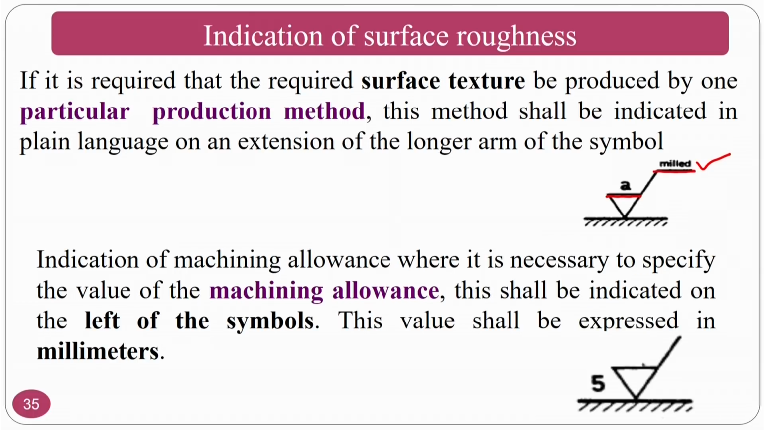So if I am indicating some value here, the indication of the machining allowance where it is necessary to specify a value, that is called a machining allowance, this shall be indicated to the left. If I am explaining some of the machining allowances, I will explain by putting a value in front of the surface roughness, okay.